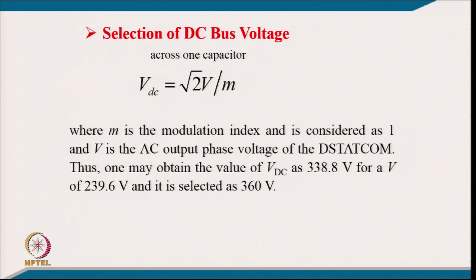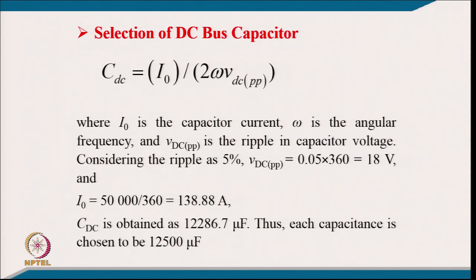So, that is about the DC link voltage selection, because it is similar to single phase. Similarly, the capacitance is also calculated accordingly, because second harmonics appear due to the operation of independent phases, and because of unbalance the second harmonics appear at the DC link. So the same formula is valid here: C equals I0 upon 2 omega VDC ripple peak, where I0 is the capacitor current, omega is the angular frequency, and VDC ripple is the ripple voltage. Considering 5% ripple voltage of 360, so 18 volt, and I0 for 50 kVA we are designing, then comes 138.88, and the CDC obtained is 12286.7. So, it can be selected as 12,500 microfarad.